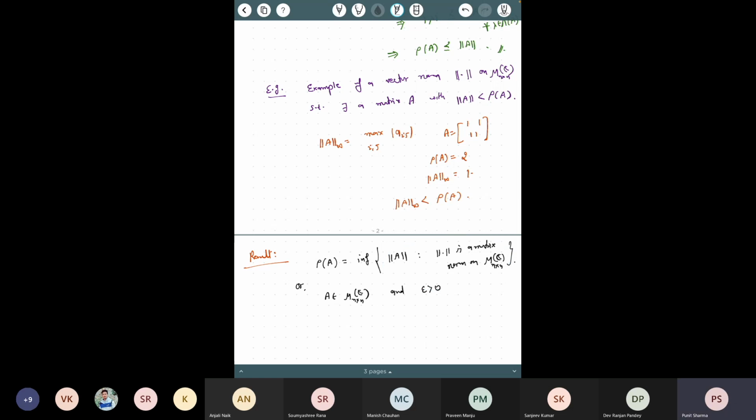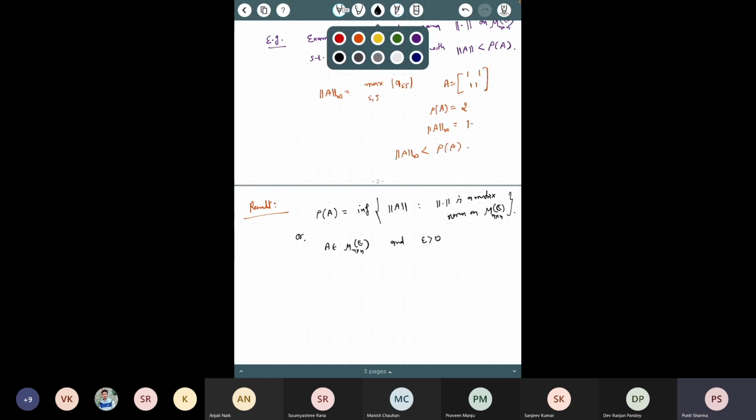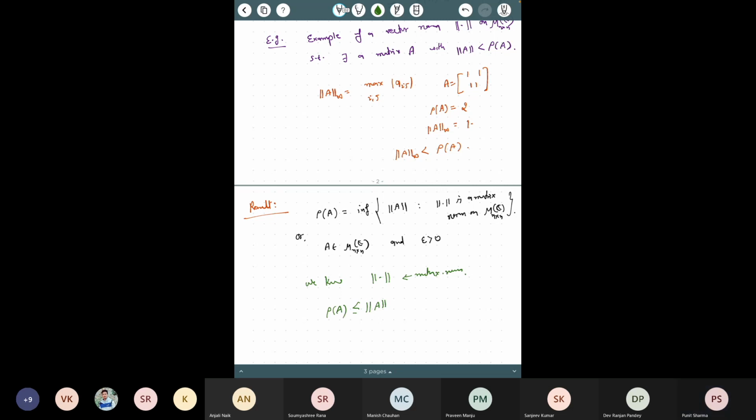What we know from the previous result is that for any given matrix norm, and A any fixed matrix, this is always greater than or equal to this. Now we want to prove that rho of A is equal to this infimum. Can you tell me a mathematical way to prove this? How to show that this is the greatest lower bound?